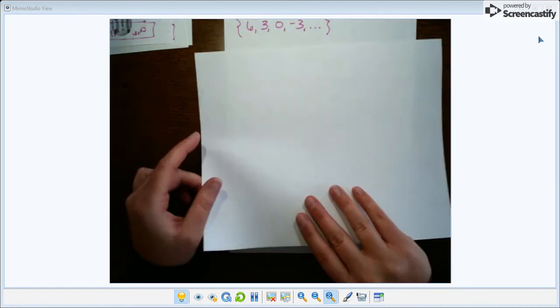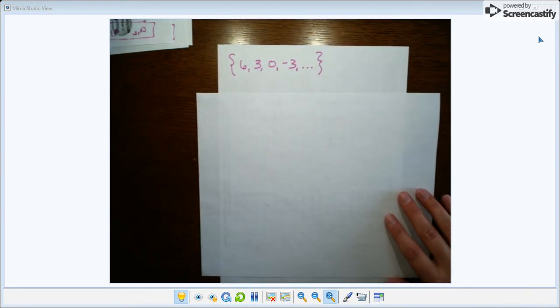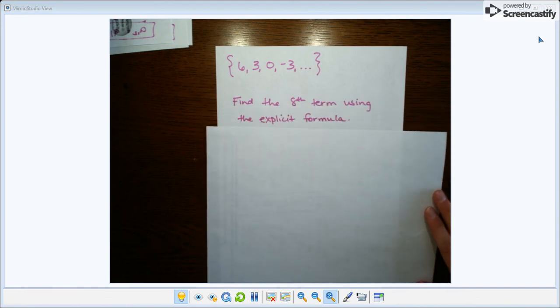Okay, one more example. Here is our sequence, and we're going to have to find the 8th term. It says using the explicit formula, so obviously we're going to have to write our explicit formula first. So the two pieces of information you need for your explicit formula are your first term and your common difference.